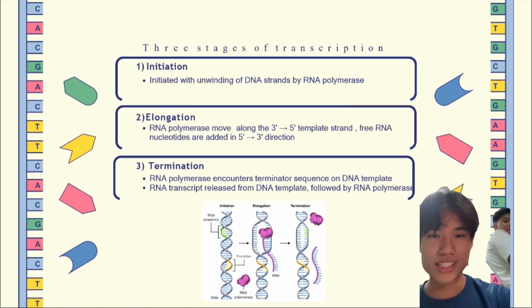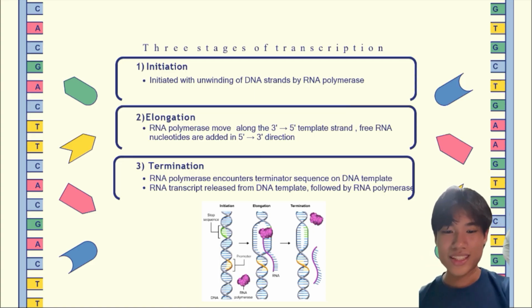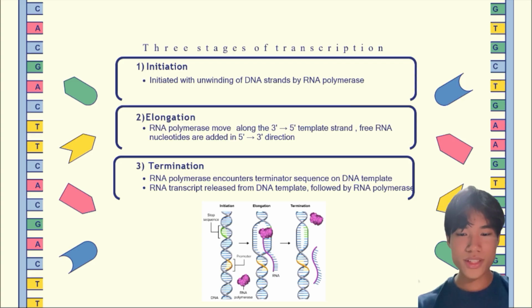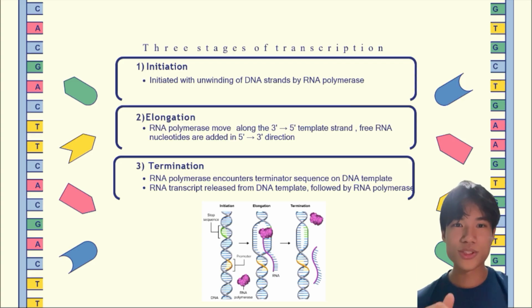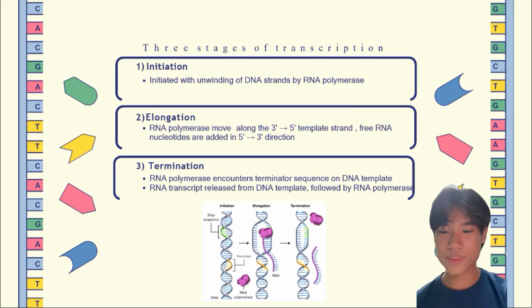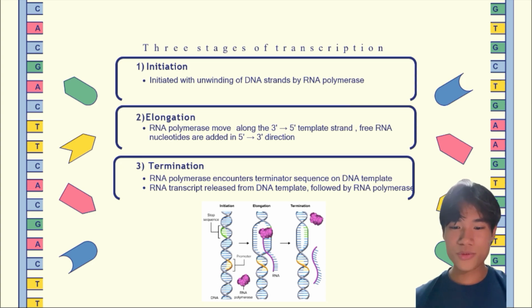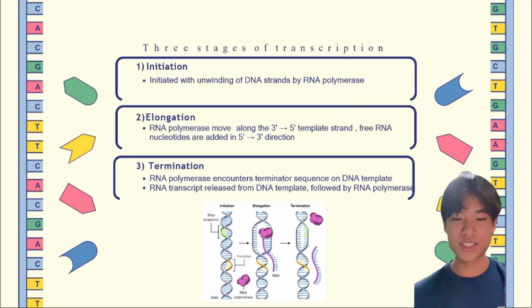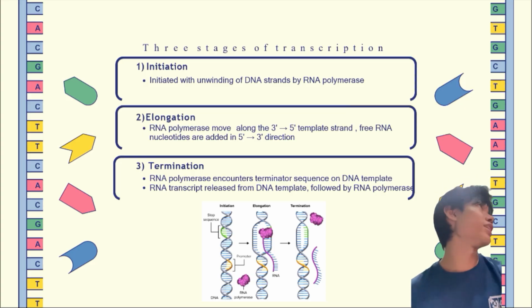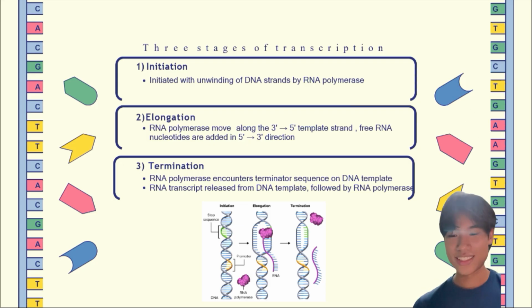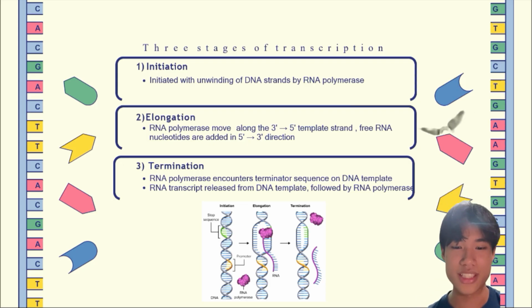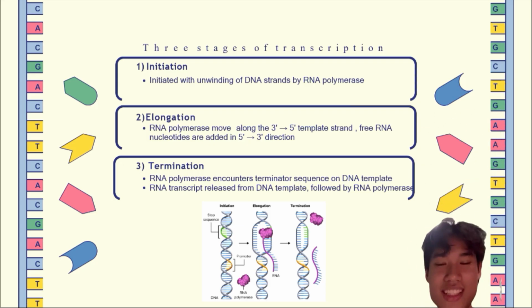The next stage is elongation. Elongation is when RNA polymerase moves along the 3' to 5' template strand, or antisense strand, and free RNA nucleotides are added in the 5' to 3' direction according to the base pairing rules, except that thymine is replaced by uracil to pair with adenine. Okay, the last stage, which is the third stage, is termination.